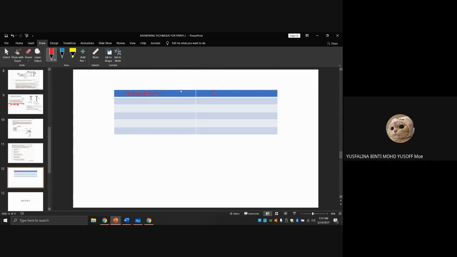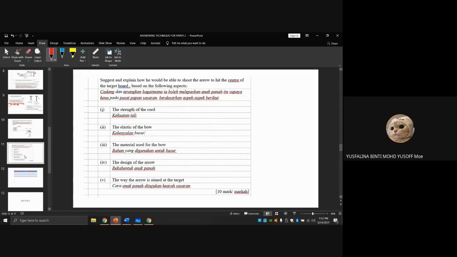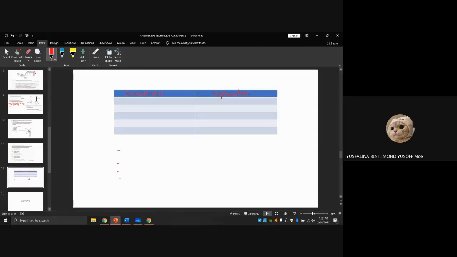This is explanation. Don't put in sentence. Don't put it like that. Don't put in point form. Put in a table, so characteristic and explanations. So we see the first one: the strength of the cord. Should the strength of the cord be higher or lower?